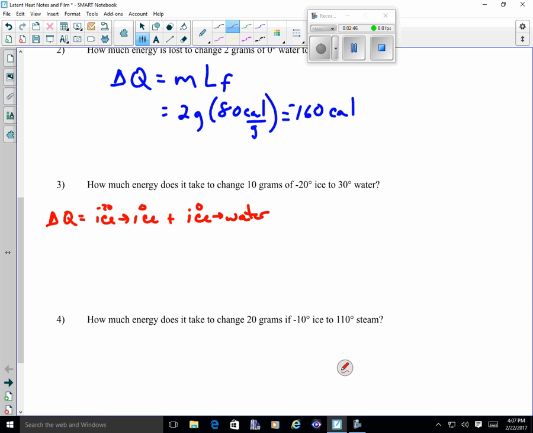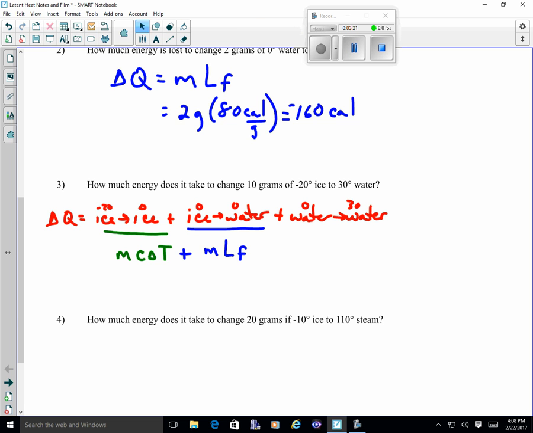That's a phase change. And then you're going to add how much energy it takes to go from 0-degree water all the way up to 30-degree water. That's not a phase change. So the formulas we're going to use here are these. For the part just to go from ice to ice, I'm going to use MCAT. For the part to go from ice to water, since that's a phase change and it's the latent heat of fusion, I'm going to use MLF. And then to go from water to water, that's not a phase change, so I'm going to go back to using MCAT again.